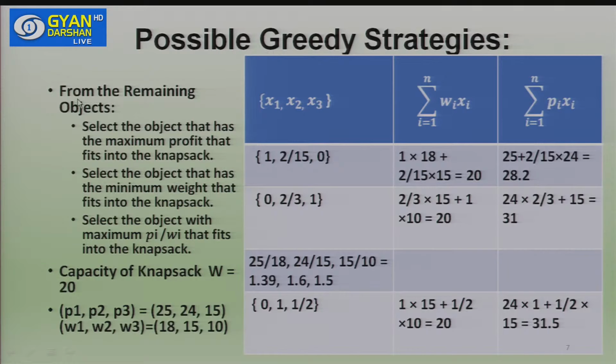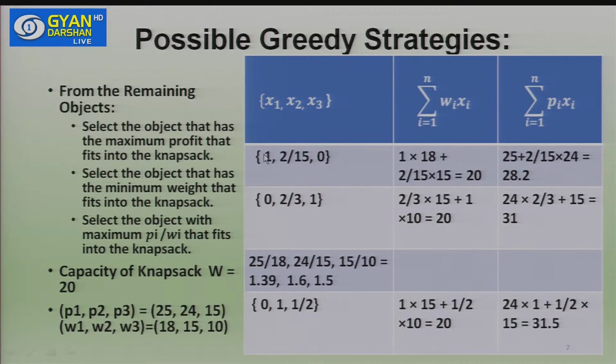Now what are we going to do? We are going to do this from the remaining objects only. From the remaining objects, what are we going to select? The object that has the maximum profit that fits into the knapsack. So this is the first approach. Let's look into this approach.